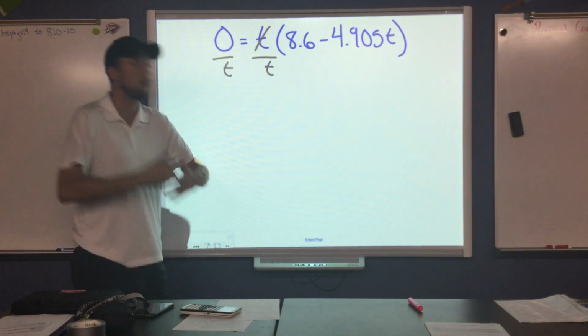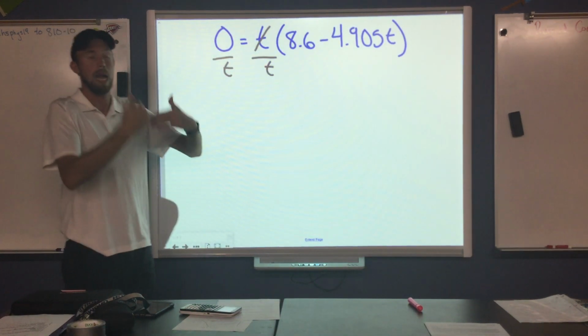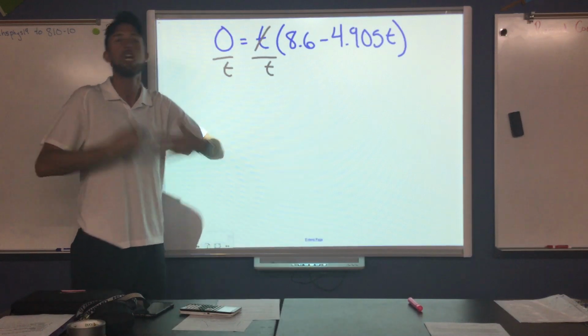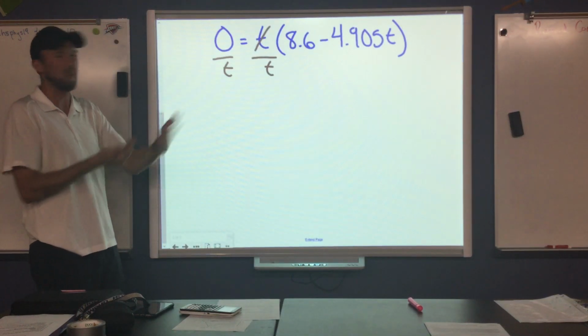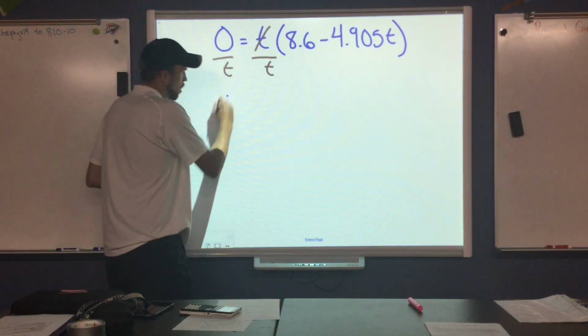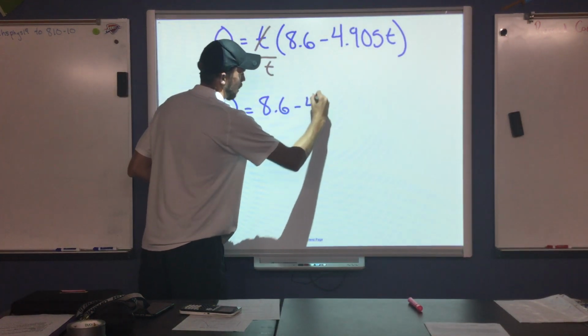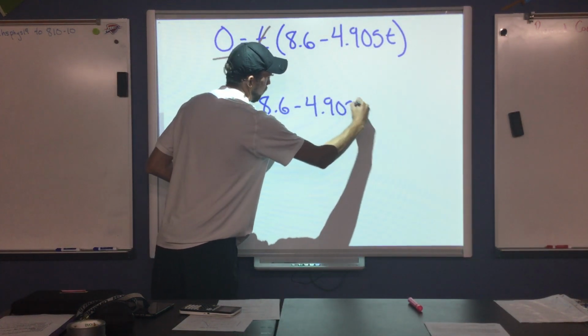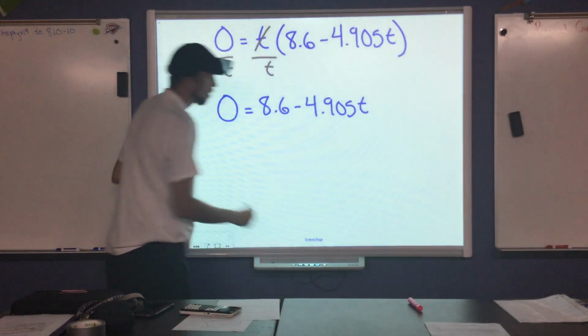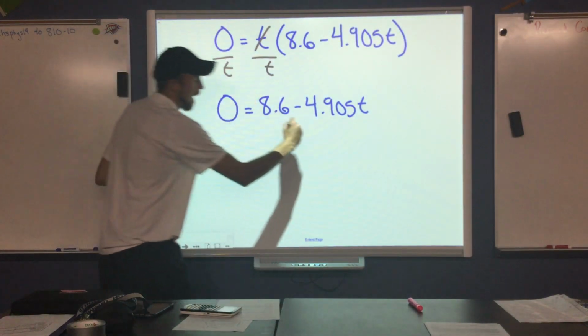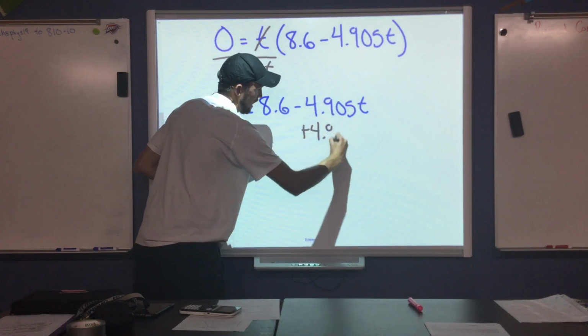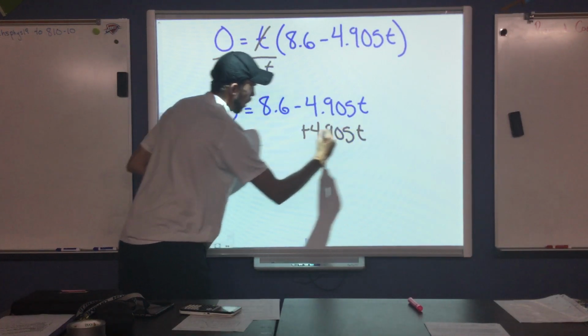We know that time will not be 0 because time describes how long our object's moving, which will not be a 0 value. So we won't have an undefined answer here. So now we'll have 0 is equal to 8.6 minus 4.905 times t. And then we can, well, let's say add 4.905t to the other side of our equation.